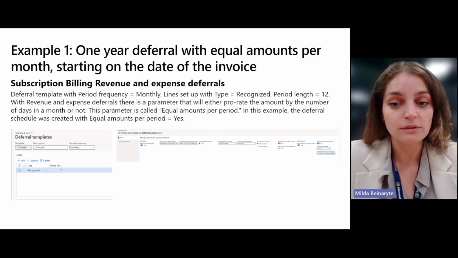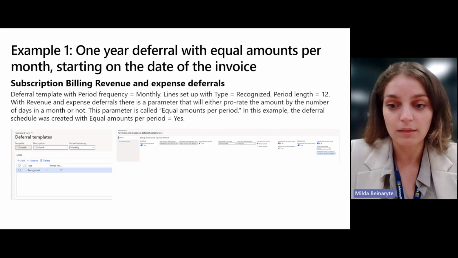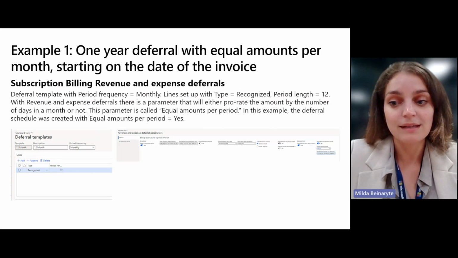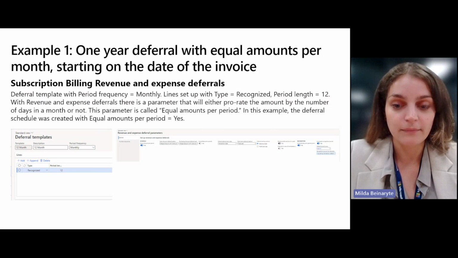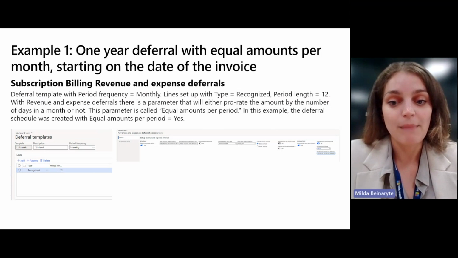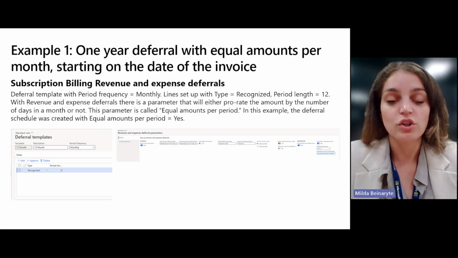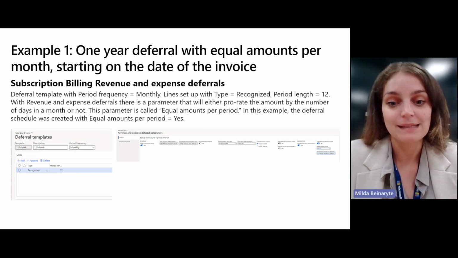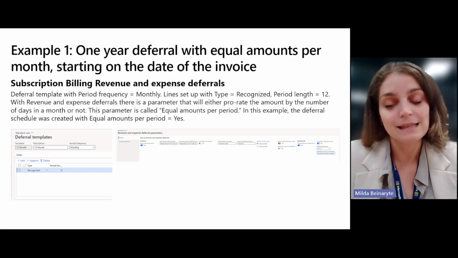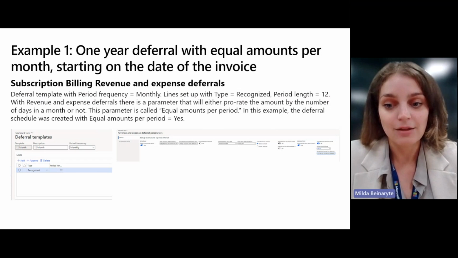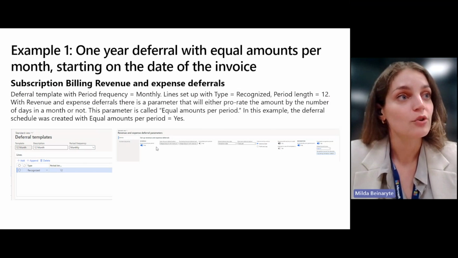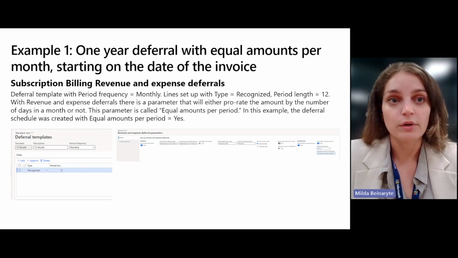We would have a deferral template with period frequency monthly, line setup with the type recognized, and period length equal 12. We also mentioned before the equal amounts per period parameter, which determines if schedule is based on the days in the month or not. And in this scenario, the parameter is enabled, meaning that each period will have an equal amount calculated. You can see this parameter here on the screen and all the configurations as well.